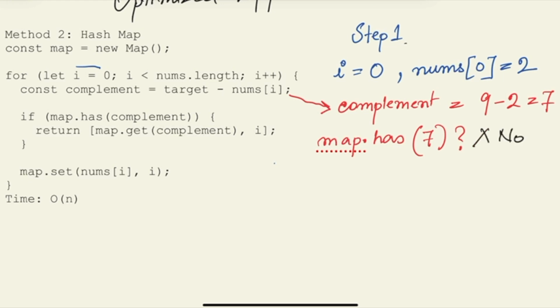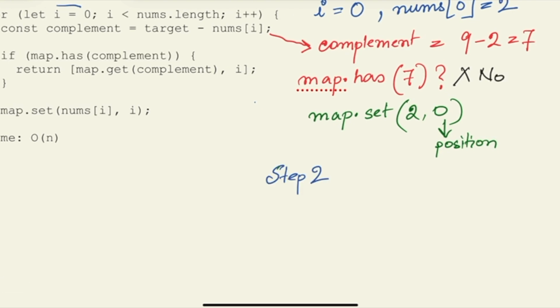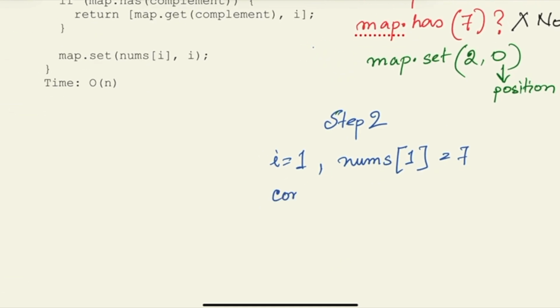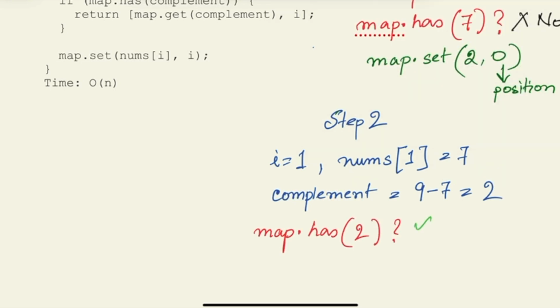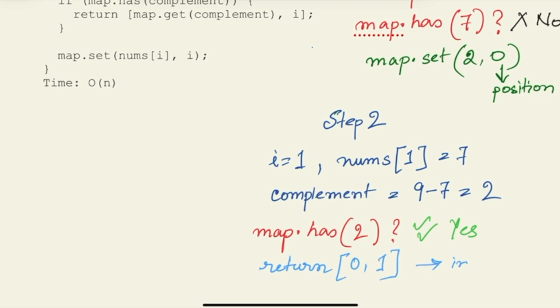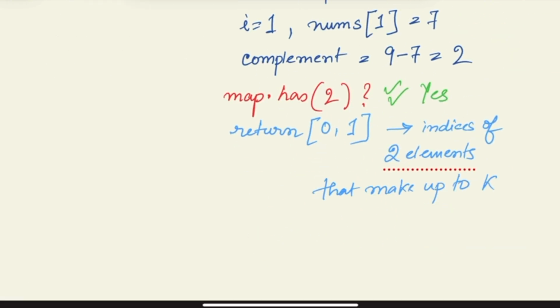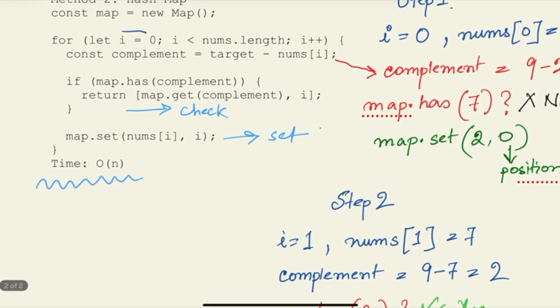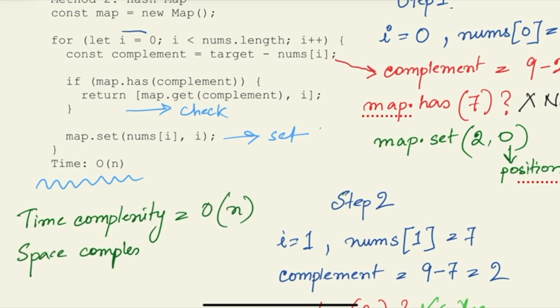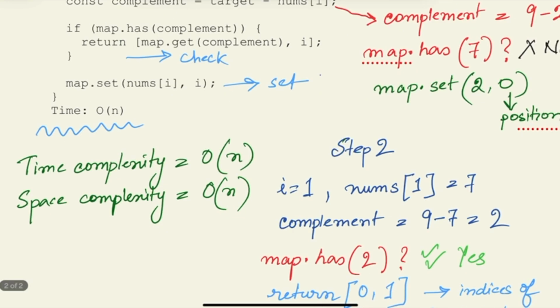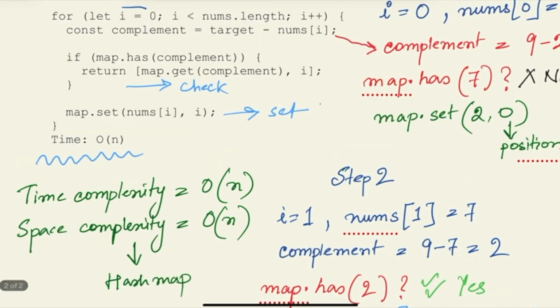If it is present, then we are going to get that complement value's index and the current index, and we are going to return them. Else, we are going to set the current value with its index inside the map. So whenever we search for the complement, once we get a complement, we can find the other value and return the index of the current and the previous value. The time complexity here will be O(n) and the space complexity will also be O(n) because we are using a hash map, and thus there is an increase in space while time complexity reduces to O(n) for a single loop.